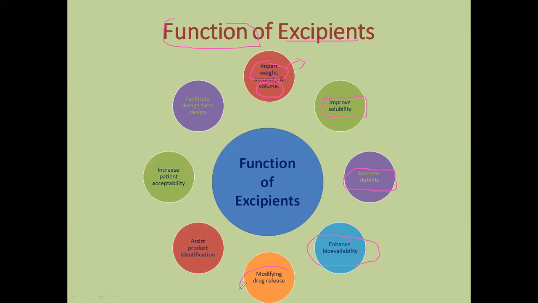Then also you can modify the drug release, meaning you can play with the release pattern of the drug when you talk about excipients. For example, we have HPMC and we have ethyl cellulose. These two polymers are totally different. One will be used for sustaining the action, one will be used for delaying the action. So this is what we should know. We can modify the release pattern of the drug by using certain types of excipients.